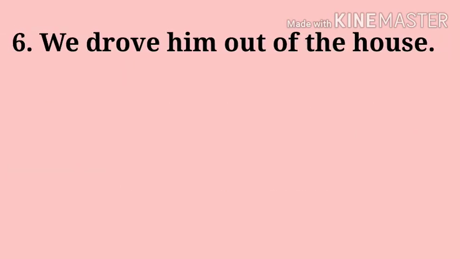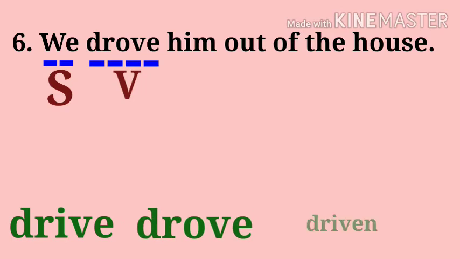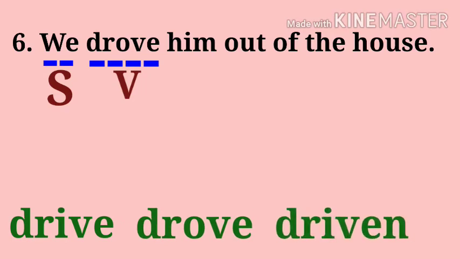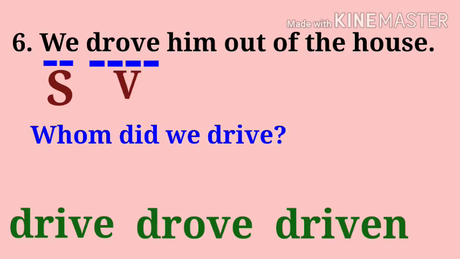We drove him out of the house. Now see, we is subject, drove is verb. See the three forms: drive, drove, and driven. So drove is simple past tense, and see the question, we drove him out of the house. Whom did we drive? So you will get the answer him. So him is your object, that him will turn into he.